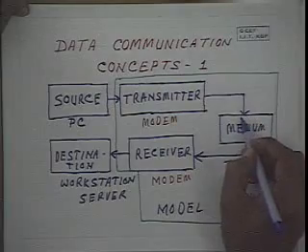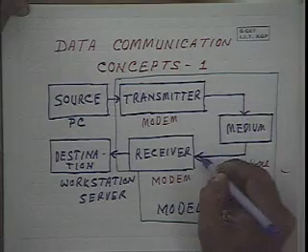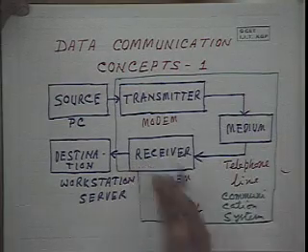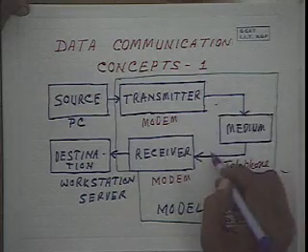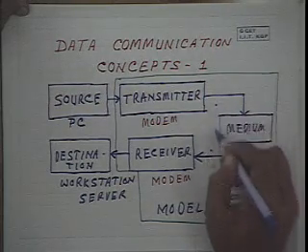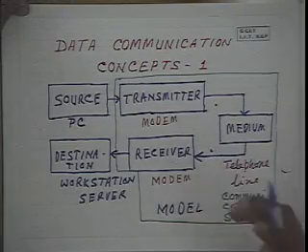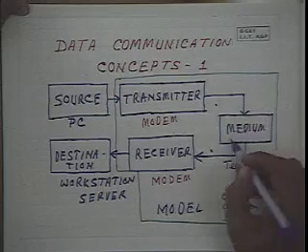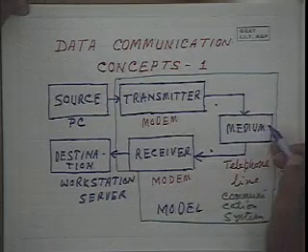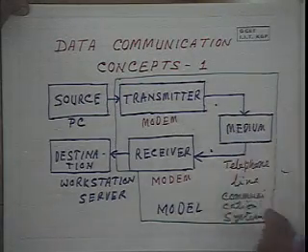That means here we are sending a signal through the medium, it is going to the receiver, and obviously this signal and this signal here and here, they will not be exactly identical. It will be decided by the quality of the medium that we are using. That means what is the bandwidth of this medium.